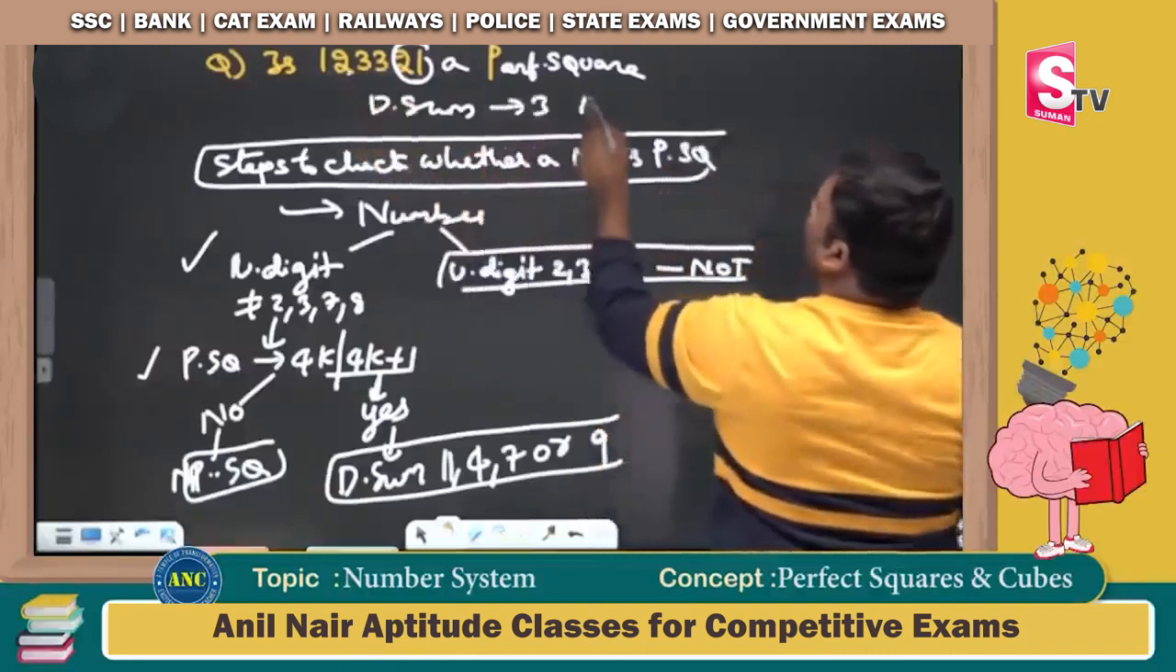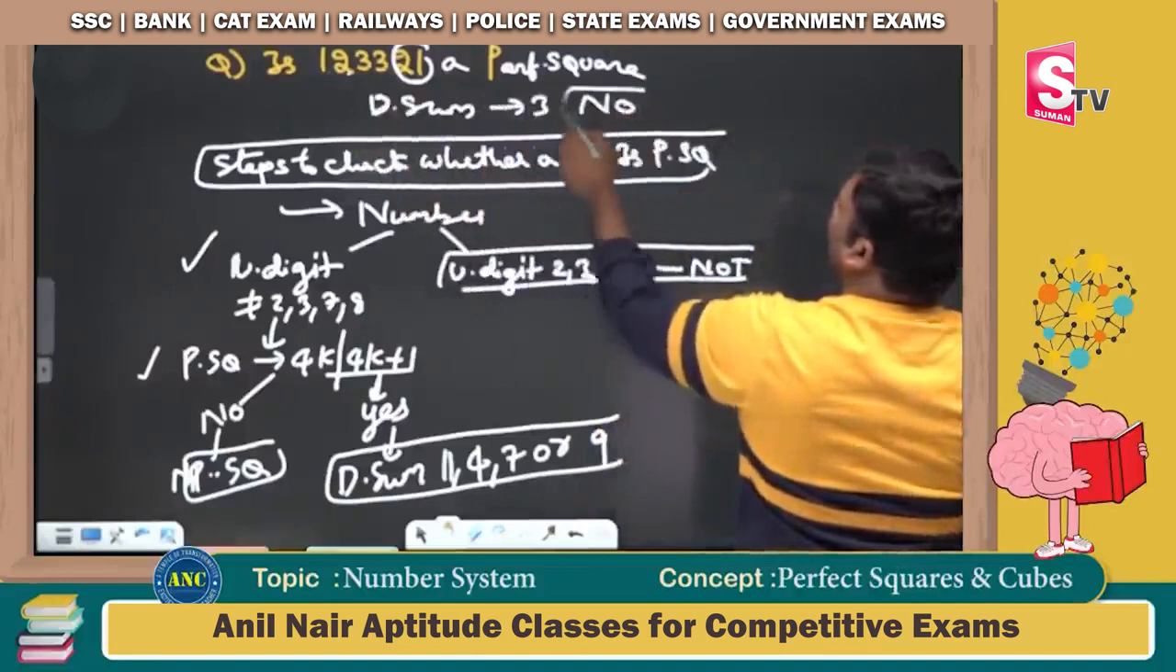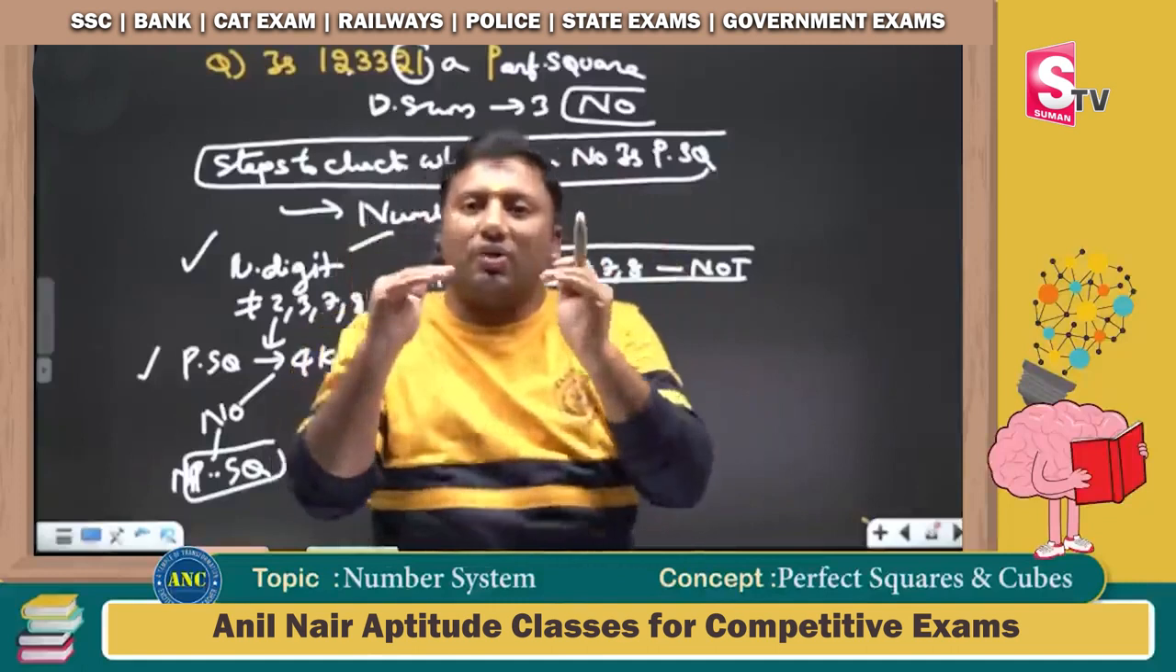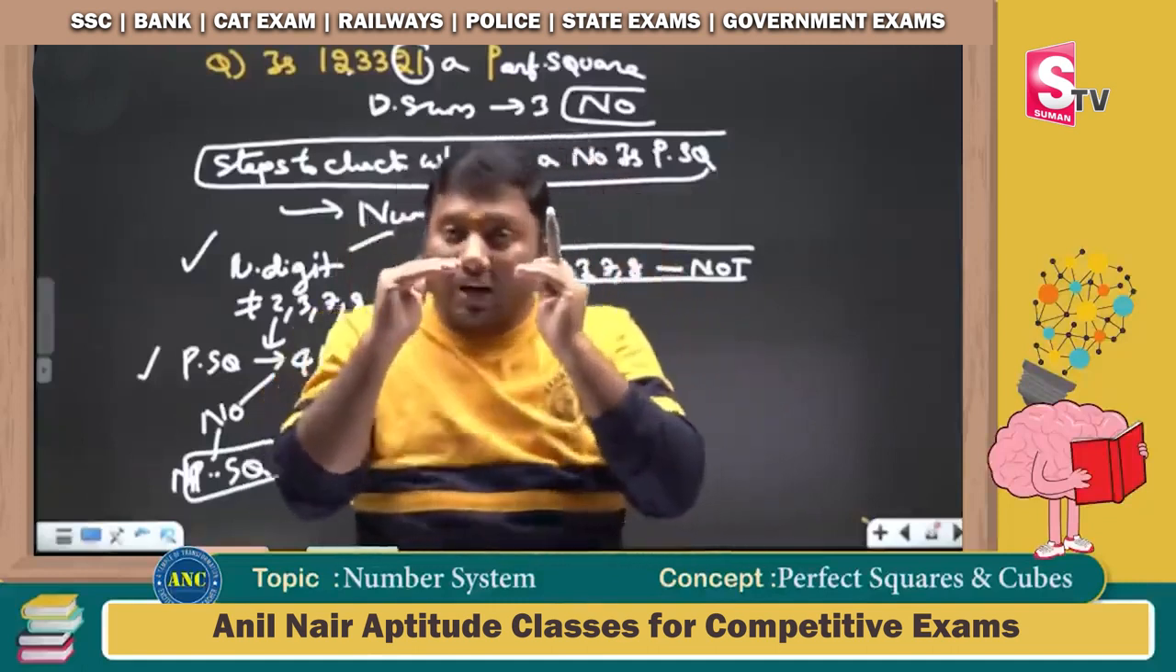Digital sum is 3. Then it is not a perfect square. I hope the idea is clear. It is a 3-step process to check whether a number is a perfect square or not.